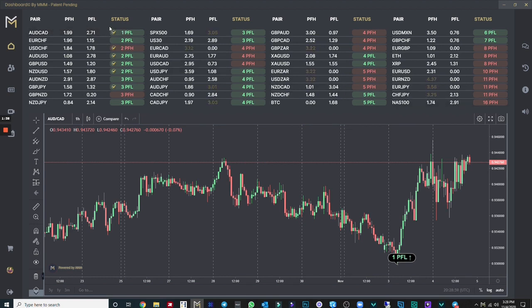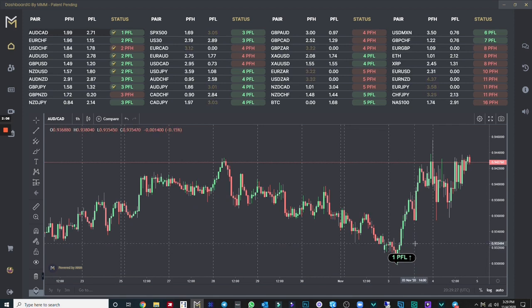Once you've sorted it from lowest to highest peak formation, Nick tends to go for the ones that just started a new trend. So let's take a look at AUD CAD as an example. There's a gold check mark, which means that it's a fresh new trend, and it's 1 PFL, meaning 1 day ago, the bullish trend just started. So when we click on AUD CAD, I already have it opened up right here. As you can see, 1 day ago, the bullish trend started.